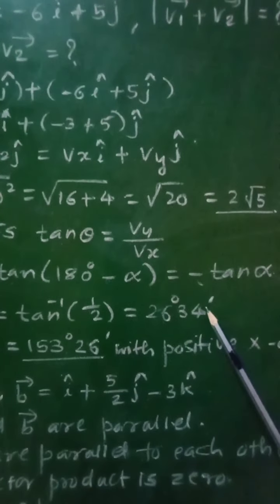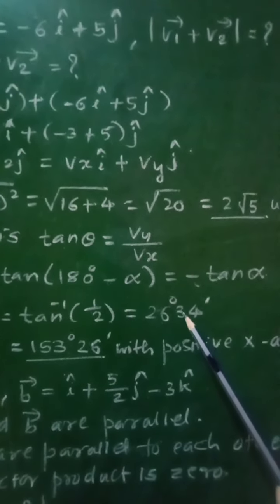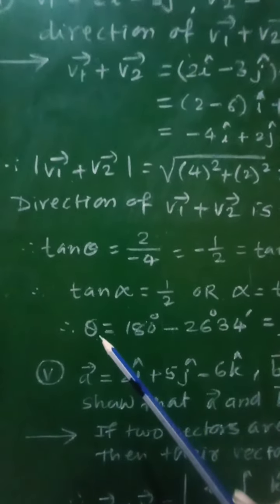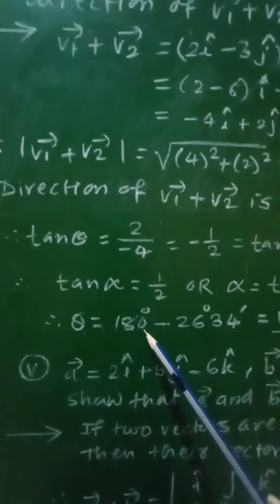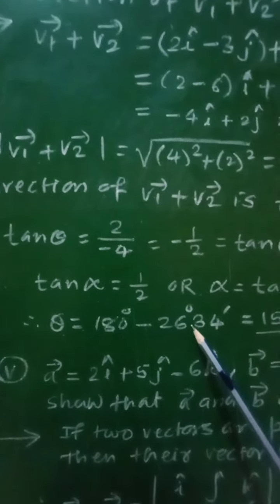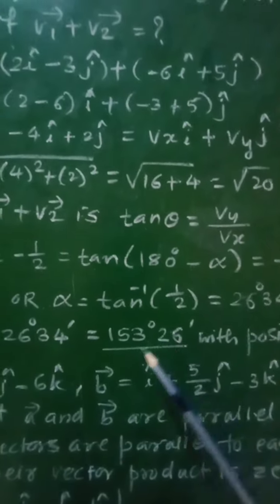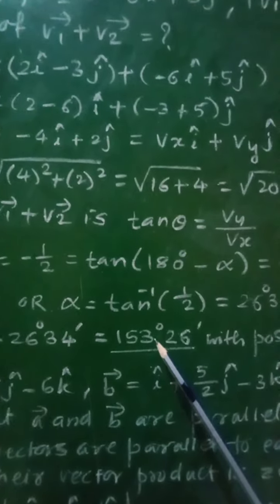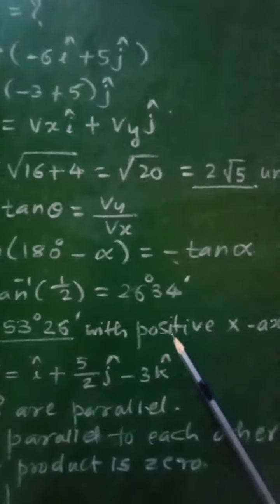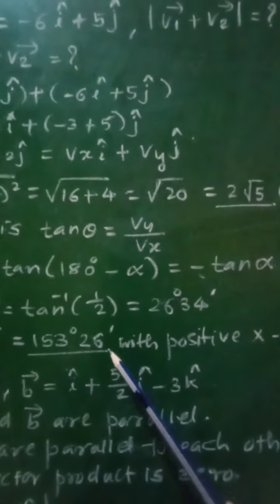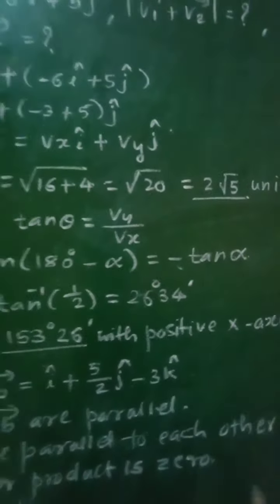So this is the value of alpha, and therefore theta will be equal to 180 minus alpha, that is theta is equal to 180 degree minus 26 degree 34 minute, which comes out to be 153 degree 26 minute, and this will be the angle theta which will be made with the positive direction of x-axis. So this is the angle made with the positive direction of x-axis.